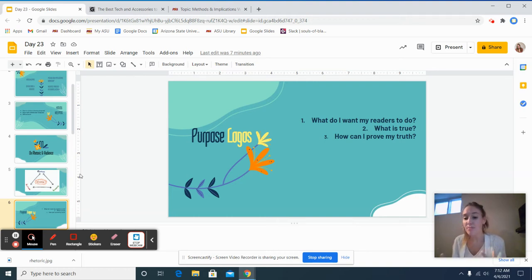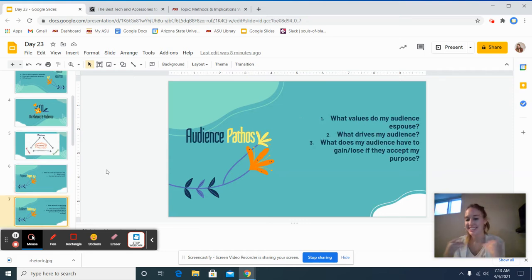So how can you best prove that? And logos, this is that appeal to a knowledge, to a mental process. So how are you going to appeal? Again, they all link together. How are you going to appeal to your audience's mental, logical reasoning? So this is why this is a research-driven paper. You're using research to back up, to scaffold under your truth. So identify what your truth is, identify how you'll use logos to prove it, and that is your purpose. So what do I want my readers to do?